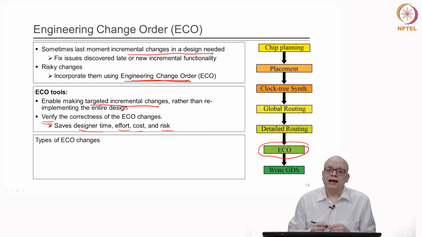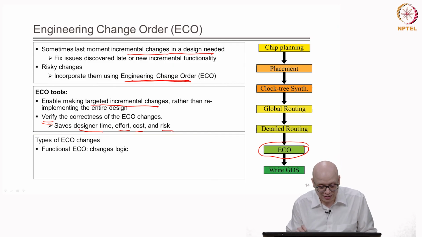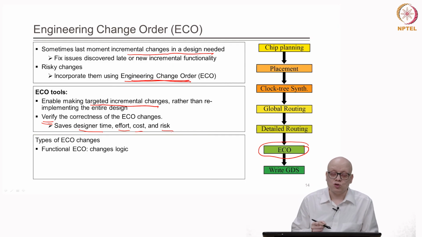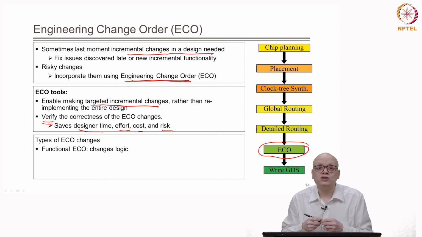Now, there are primarily two types of ECO changes. The first is functional ECO. In functional ECO, we are changing the logic, right. We are changing the functionality of our circuit.